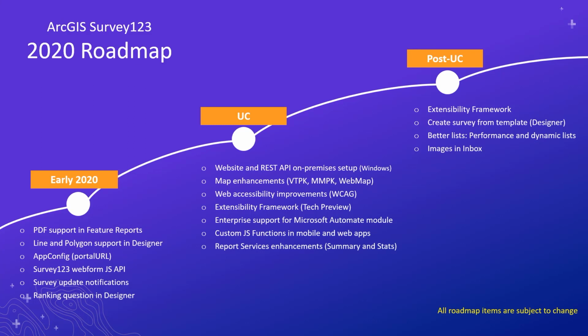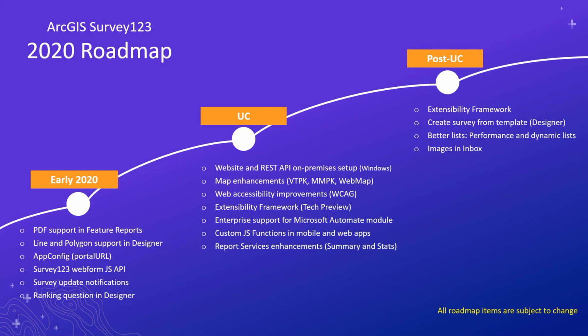We are working on a new extensibility framework for the Survey123 mobile app, so you will be able to write your own add-ins. More on this later on. We know many of you want to configure the Microsoft Power Automate module with ArcGIS Enterprise. This is not possible at the moment, but we are working with Microsoft to document the process by UC. And then the custom JavaScript functions we saw will be available around UC as well, although, as I said, in the mobile app, you can already use it.